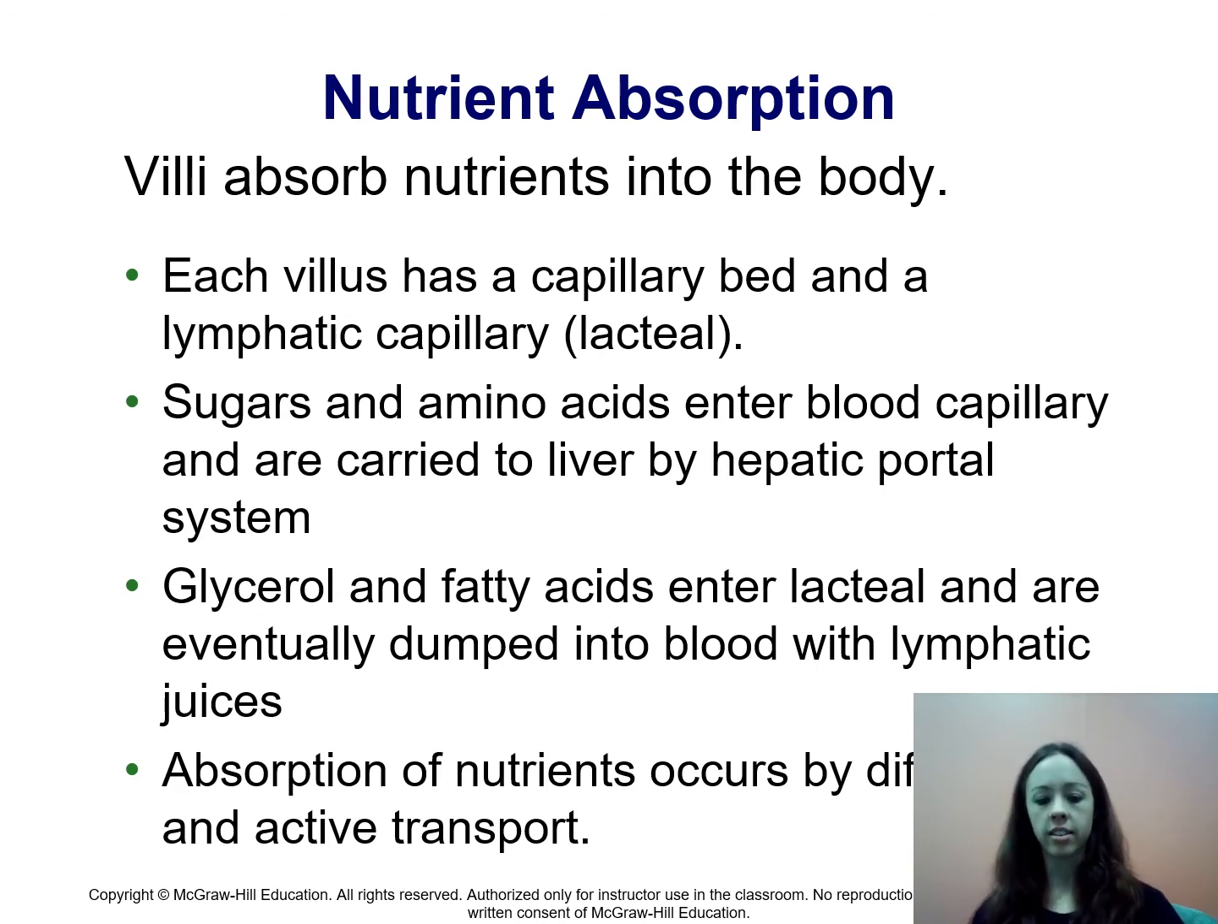Sugars and amino acids are small enough to enter into the blood capillary and are carried to the liver by the hepatic portal system, which is a series of blood vessels leading into the liver. Glycerol and fatty acids, though, are a bit larger, so these have to enter into the lacteal and are eventually dumped into the blood with the lymphatic juices. Absorption of these nutrients occurs by both diffusion and active transport.